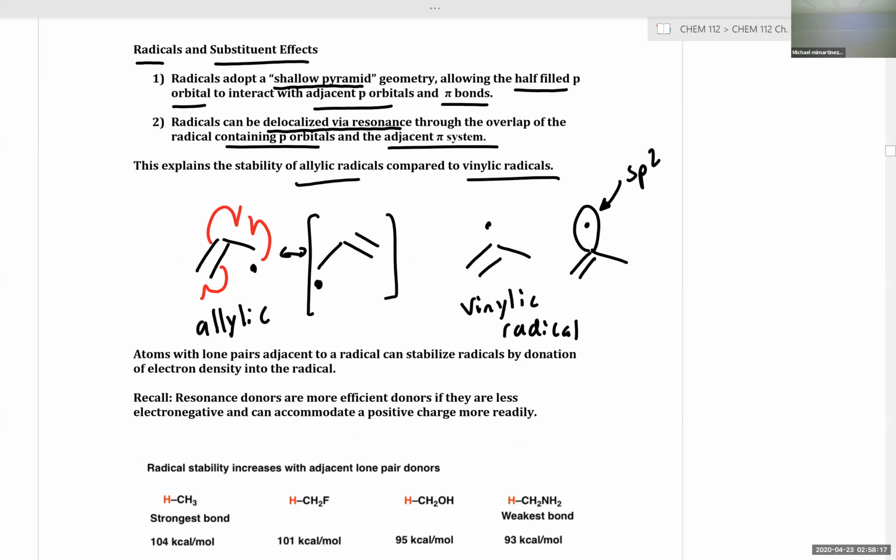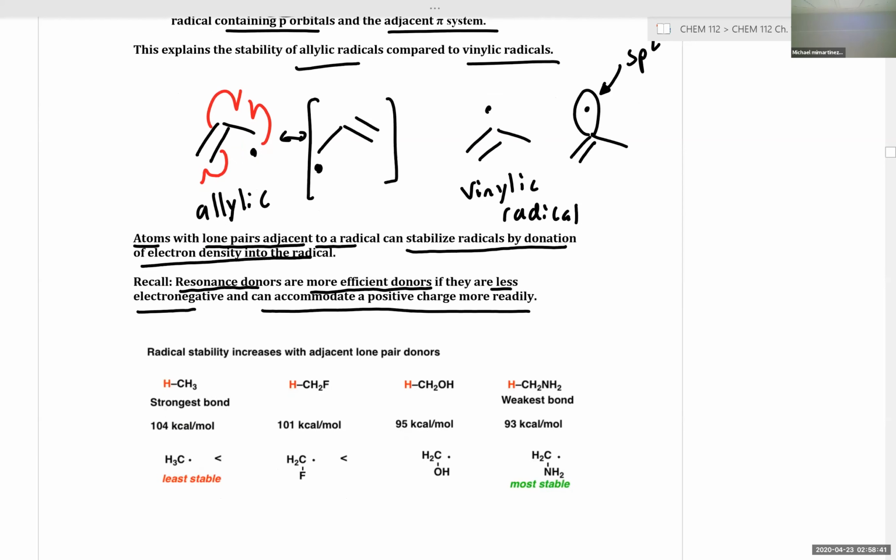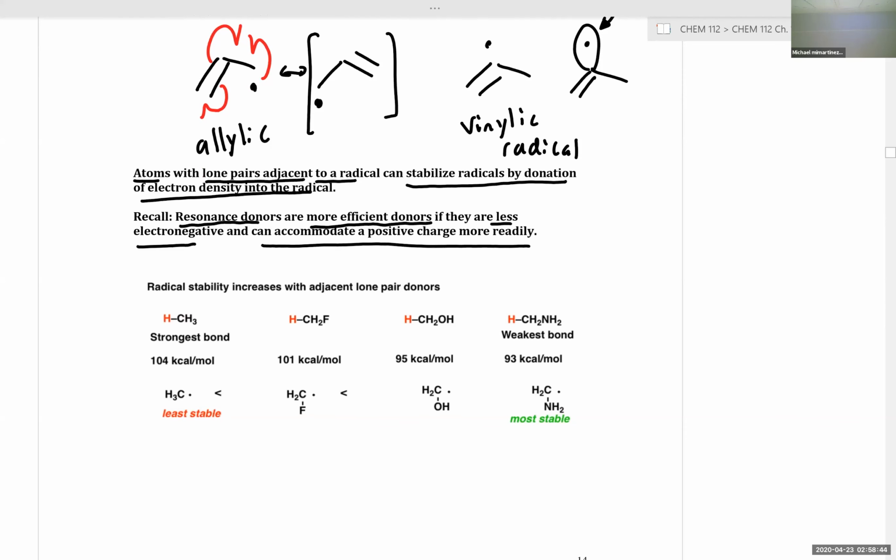So we also can have other substituent effects. Atoms with lone pairs adjacent to a radical can stabilize radicals by donation of electron density. And I'd like you to recall that resonance donors are more efficient donors if they are less electronegative and can accommodate a positive charge more readily. So for example, if we look at the CH2 radical, yes.